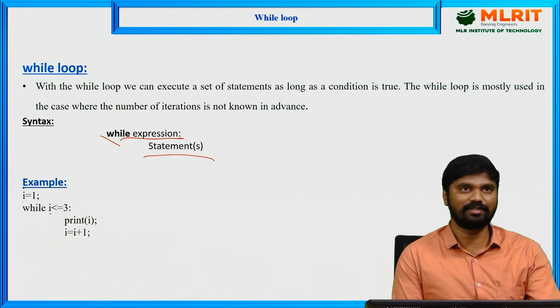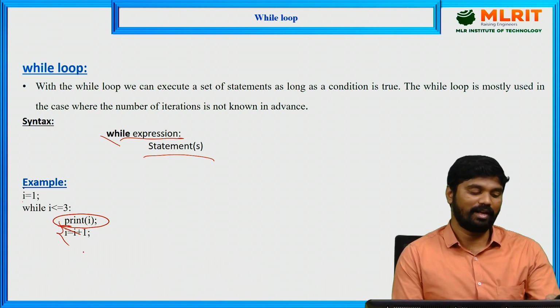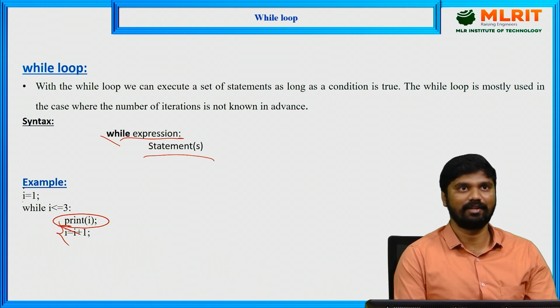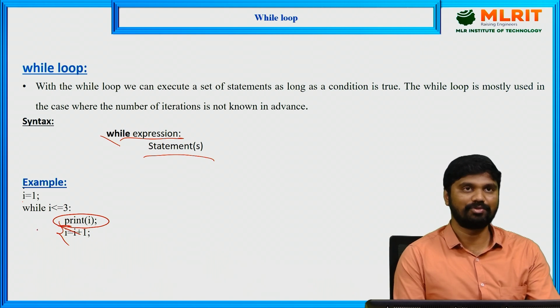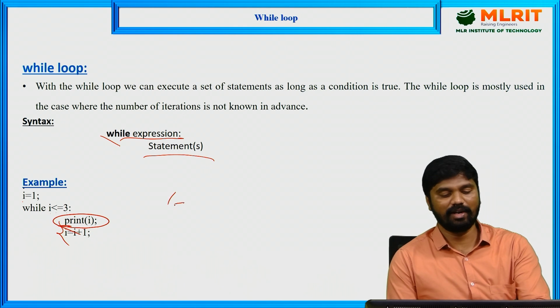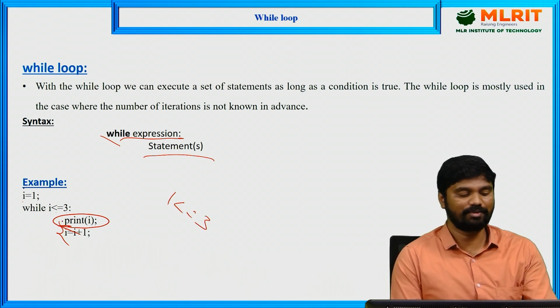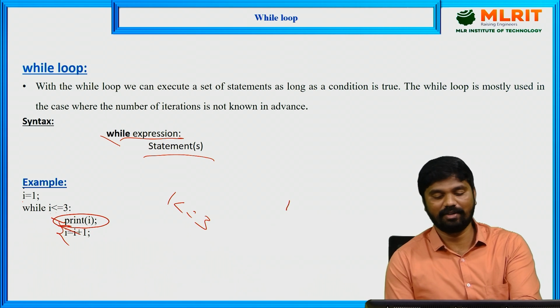Now the condition is checked. That means I want these statements to be executed repeatedly. So I equals 1. Now, is 1 less than or equal to 3? First the condition will be checked. Is the condition true or false? It is true. That's why this statement will be executed and prints 1.